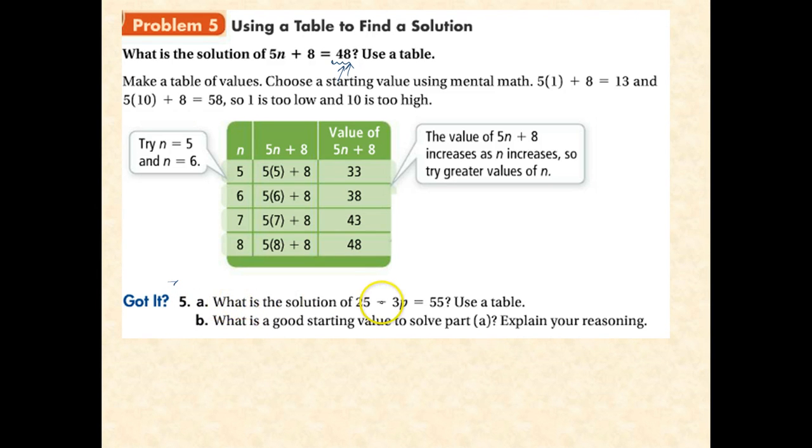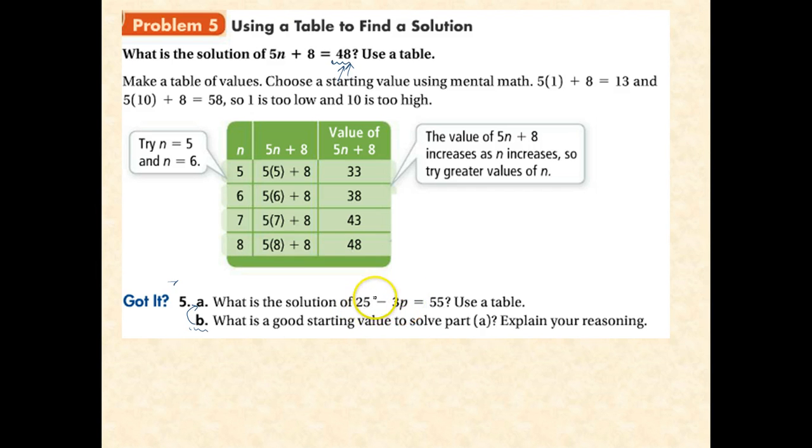What is the solution of 25 minus 3p equals 55? So, for B, before we do it, I think they should go in this order. B should go first. What's a good starting value? Well, is 1 a good starting value? 25 minus 3 is 22. Now I want to get 55. What about 10? 25 minus 30 is negative.